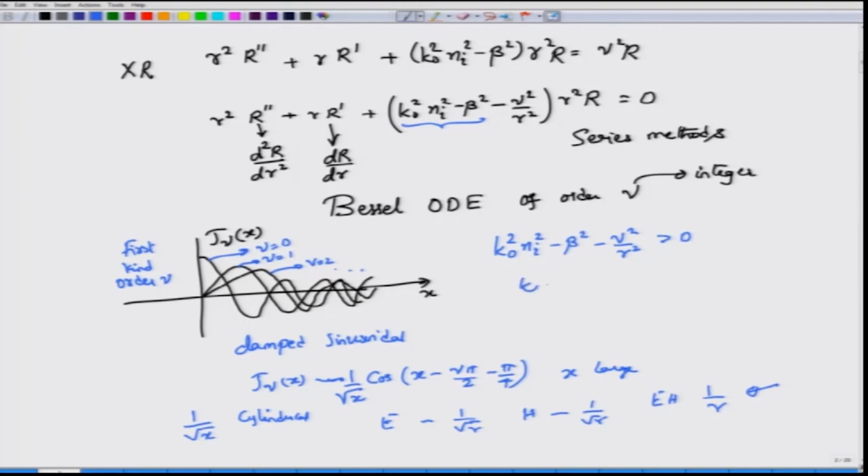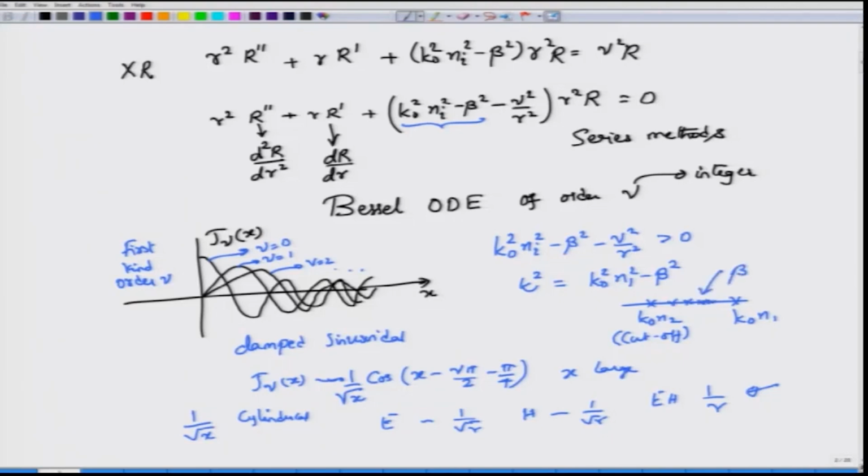Now, let us introduce two symbols. The symbol that you know earlier, which we called kappa, was the transverse wave number. This time I will call kappa square as k 0 square n 1 square minus beta square. Why? Because beta is bounded by two values. It can at most reach k 0 n 2, at which point the corresponding mode reaches cutoff, and it can go at most up to k 0 n 1, in which case the transverse wave number becomes 0, and the beta value will be anywhere in between.